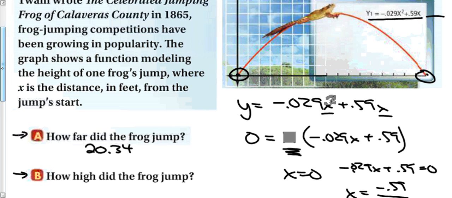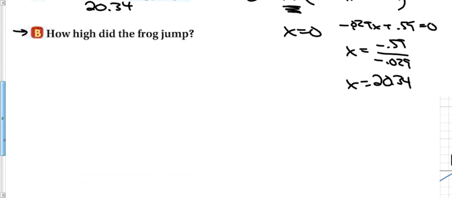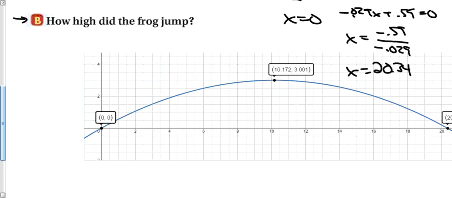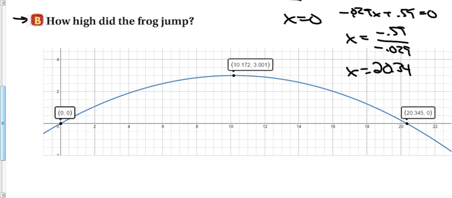How high did the frog jump? Well, if I want to know that, I have to know the vertex, the place where this function got the highest. So in order to help me with that, I'm going to graph the function. And we can see the graph of this function right here. Okay, so my estimate was pretty close because this frog landed at 20.345. And I can clearly see the vertex right up here is going to be 10.172 feet.